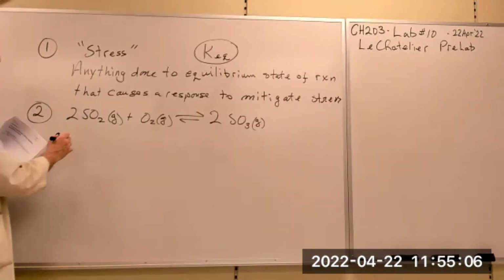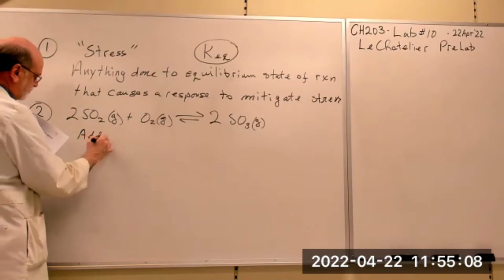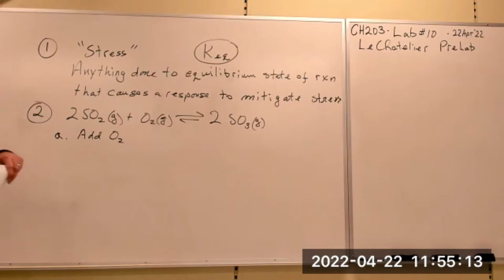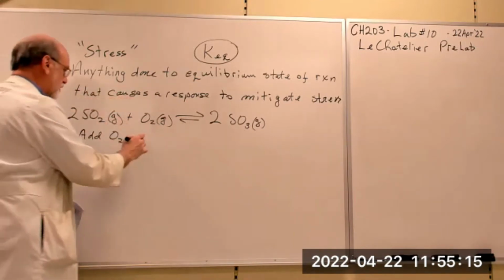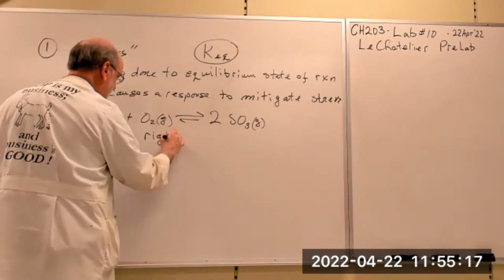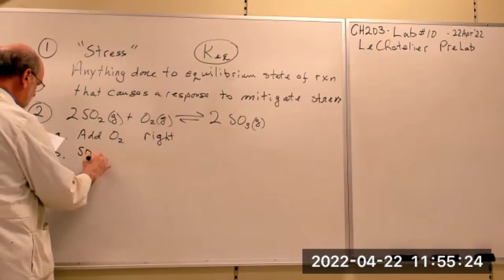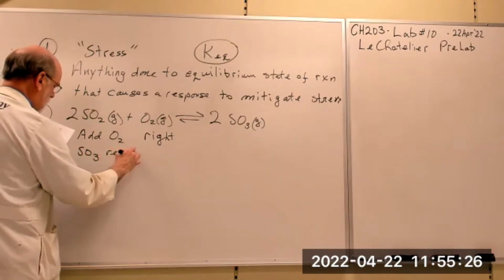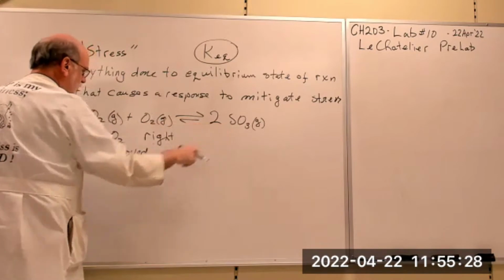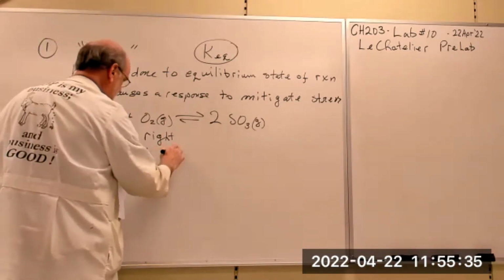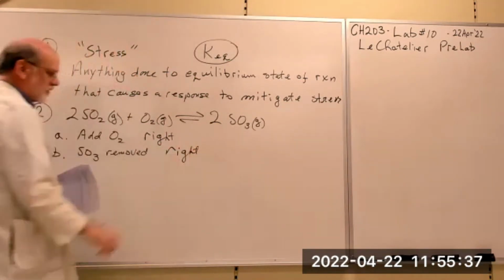So A does what? A, add oxygen. Which way is it going to shift? Go to the right. Yep. How about B? What are we going to do? Sulfur trioxide is removed. So we remove product as soon as it forms. Shift to the right again, don't we?